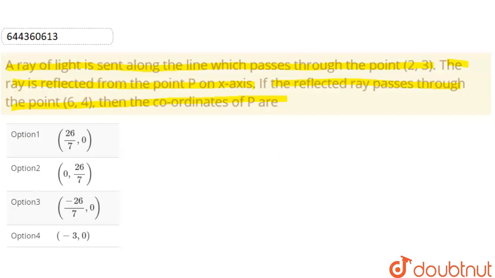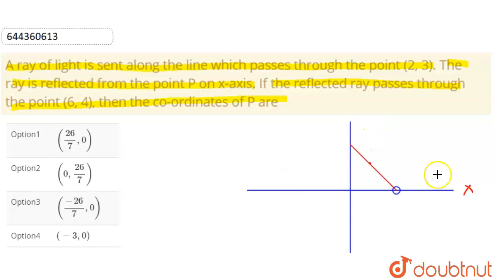So let's draw the figure to have a clear view of what is being asked. We have given this line. A ray of light is sent along the line which passes through point 2, 3. That means it is reflected from the point P on the x-axis. This is your x-axis. The ray is coming in this direction and it will reflect through this point. The point is P, and since it is on the x-axis, it will have coordinates a and 0, because the y-coordinate will also be 0 here. So we will have a, 0 as the point of intersection of the incident light and the reflected light.